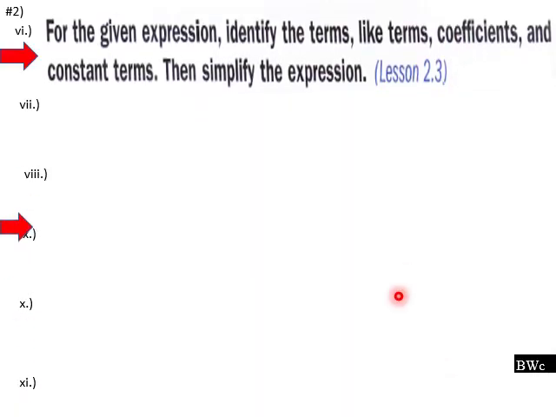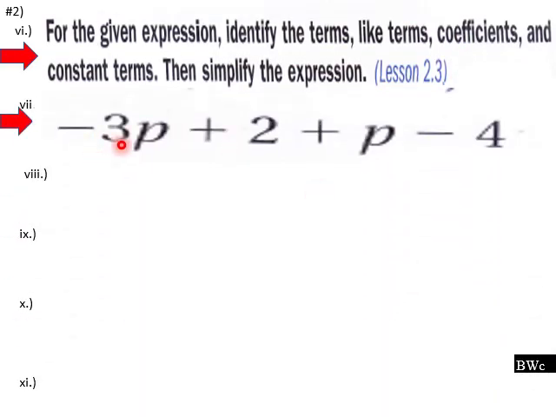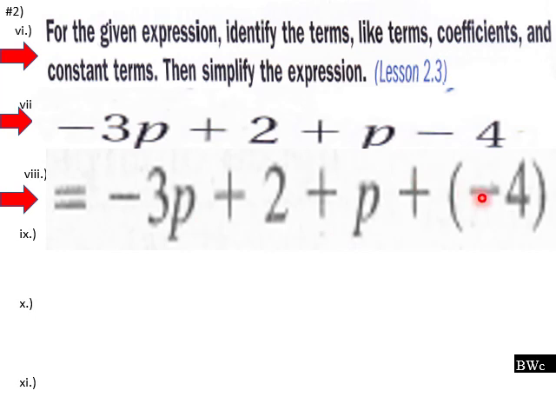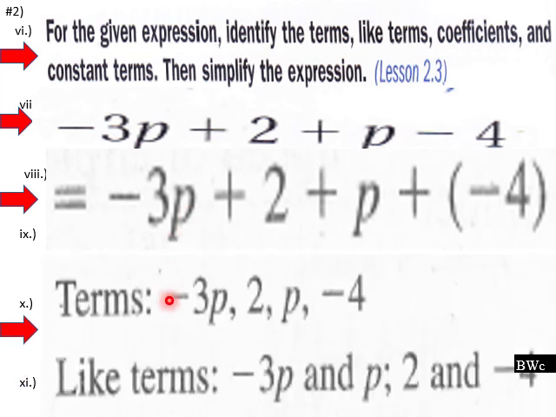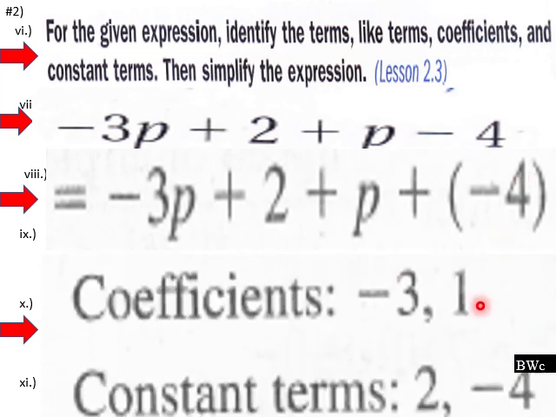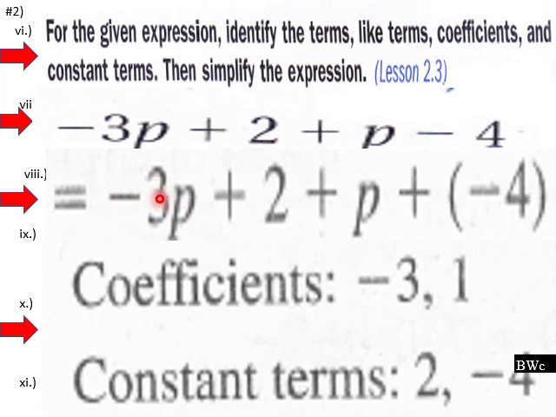You'll just combine like terms, and then we have another one here: negative 3p plus 2p minus 4. So again, we're going to put our negative 4 in parentheses. Our negative 3p, we're going to leave that out. So our terms here are negative 3p, 2p, and then negative 4. Then like terms are negative 3p and p, and then 2 and negative 4 would be like terms. And then coefficients: negative 3 is a coefficient of p. And then 1 here, there is actually a 1 here. That's a coefficient. And then our constants are 2 and negative 4.